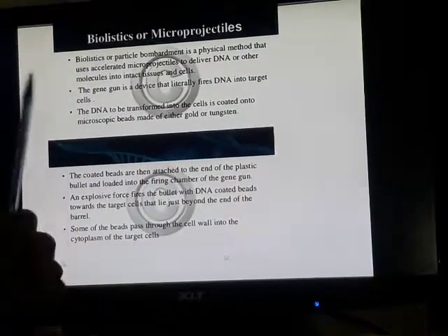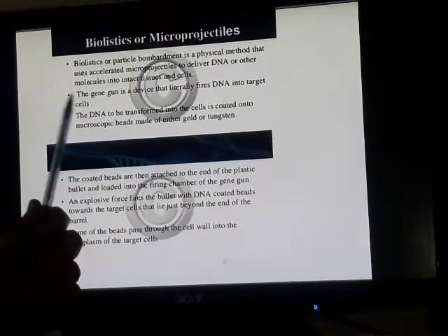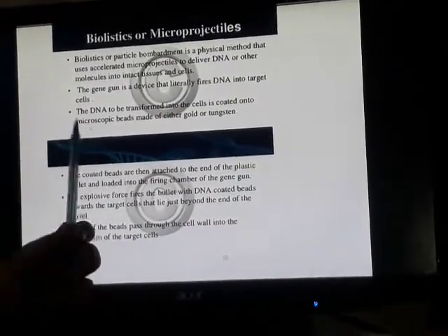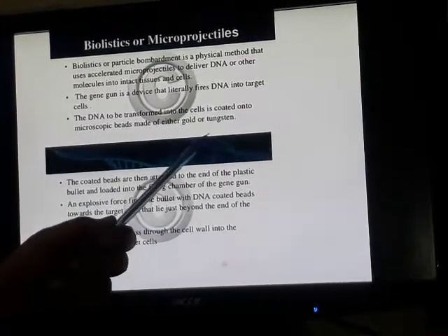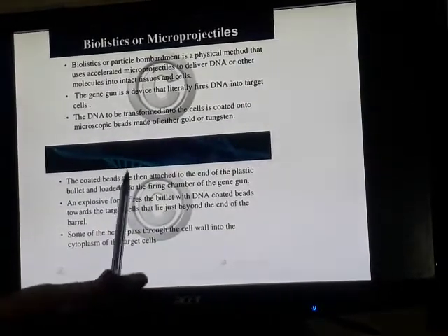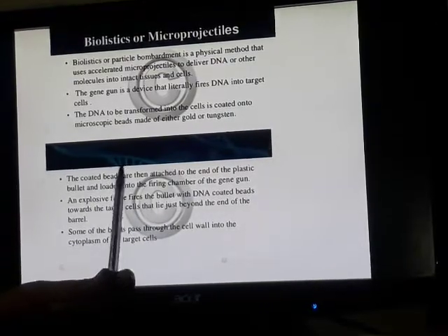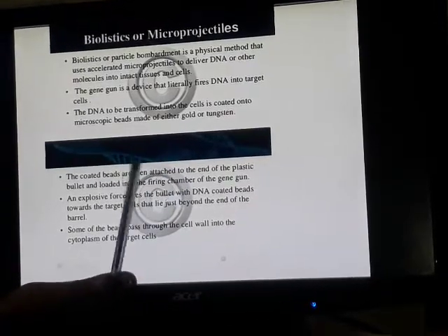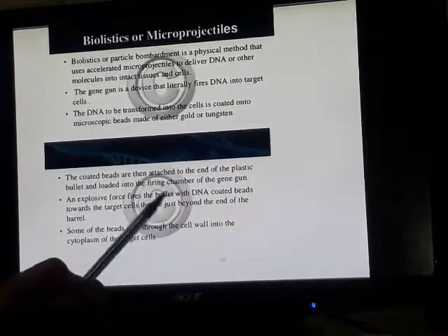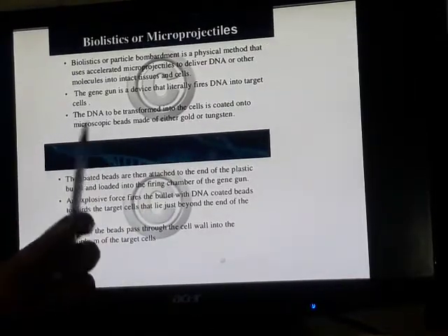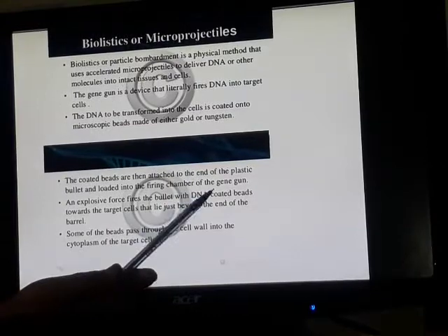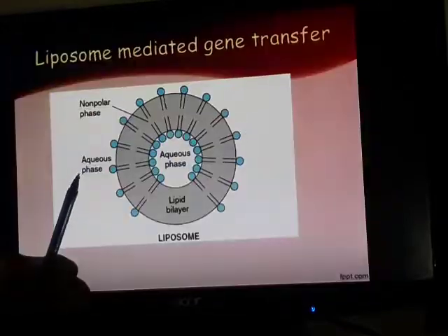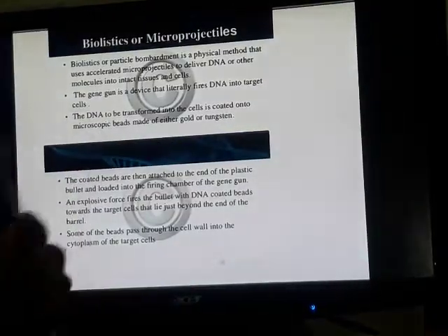The next one is microprojectiles, also called the biolistic method, where the DNA which has to be transferred into the cell is coated onto microscopic beads, which can be made up of gold or tungsten, and then those coated beads are attached to the end of a plastic bullet and loaded into the firing chamber of the gene gun. This is called the gunshot method, where you take a gun and shoot. The foreign DNA is introduced into a gun, and then it is shot onto the host cell, either a plant or animal. So that is your biolistic or microprojectile method.